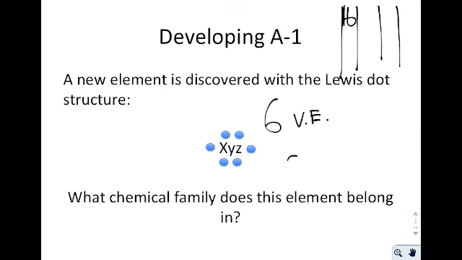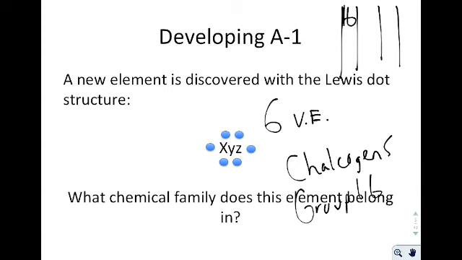So this is actually called the chalcogens, which is kind of an archaic name for it, or you can refer to it as group 16. Either one of those would be a correct answer. Now I know it's going to belong there because of its valence electron structure. Now I would need to know more information about its atomic mass or how many energy levels it would have to identify its exact position on the periodic table.